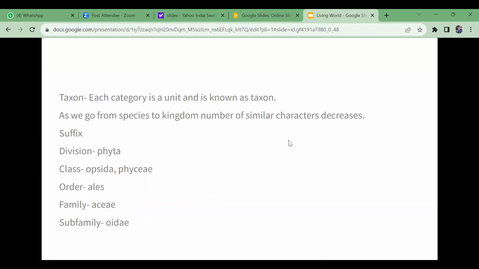Okay. So these are some of the suffixes which you have to remember. Somebody was telling me to give some notes for suffixes. For division, it is phyta. Class, it can be Opsida or Phyceae, not ceae. Order is ales. Family is aceae for plants. Subfamily is oidae. Somebody was asking, so you can take a picture. Okay, just write it down.